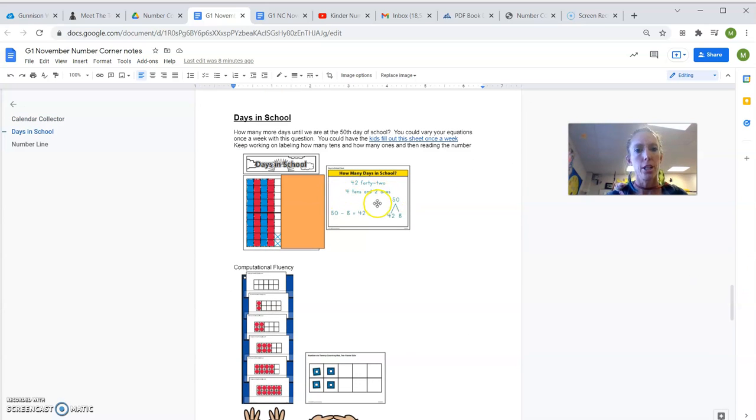Days in school. You're used to already doing and counting how many days in school with tens and ones. You're used to writing equations already. Just make sure you're writing equations that you can explain using the picture.